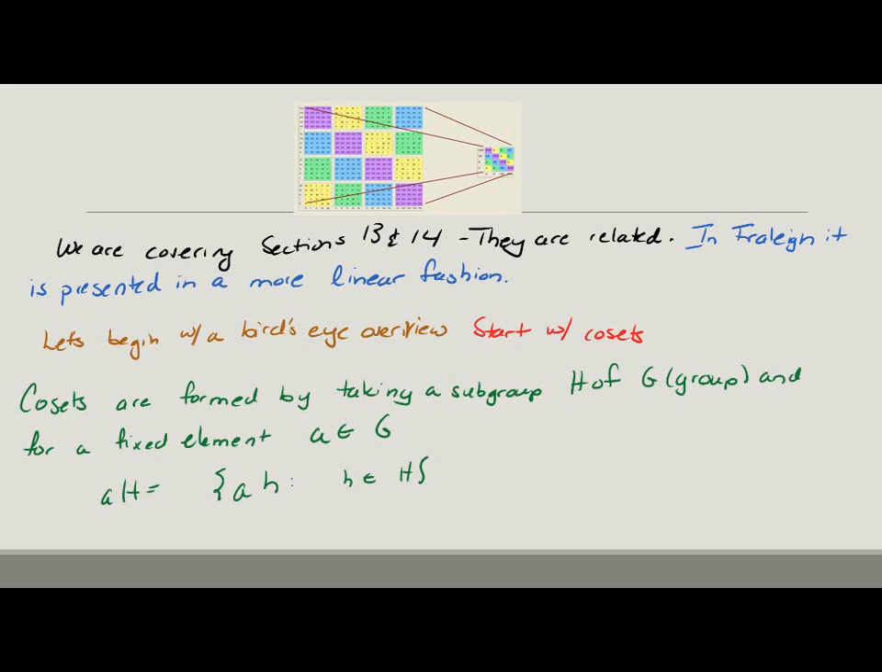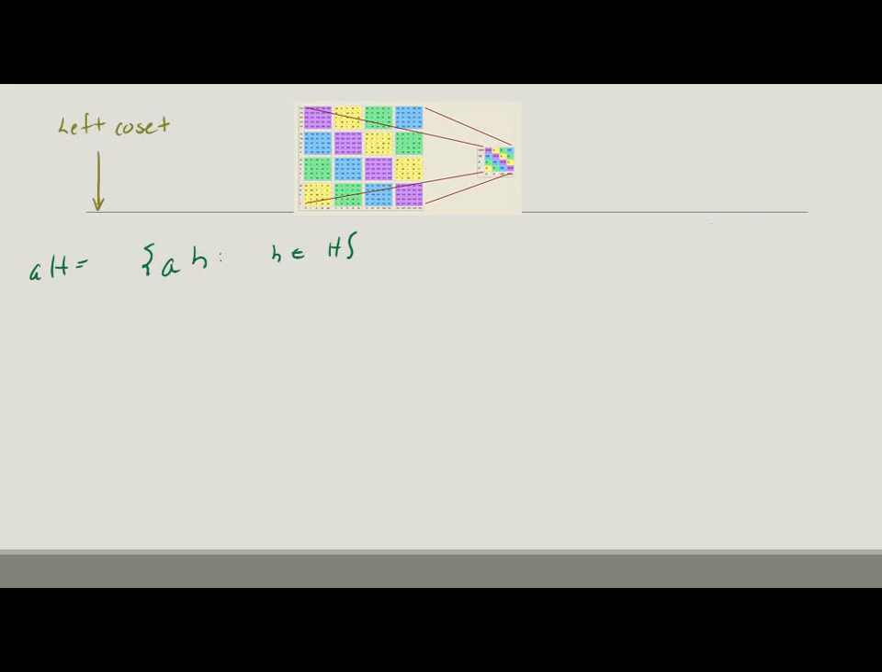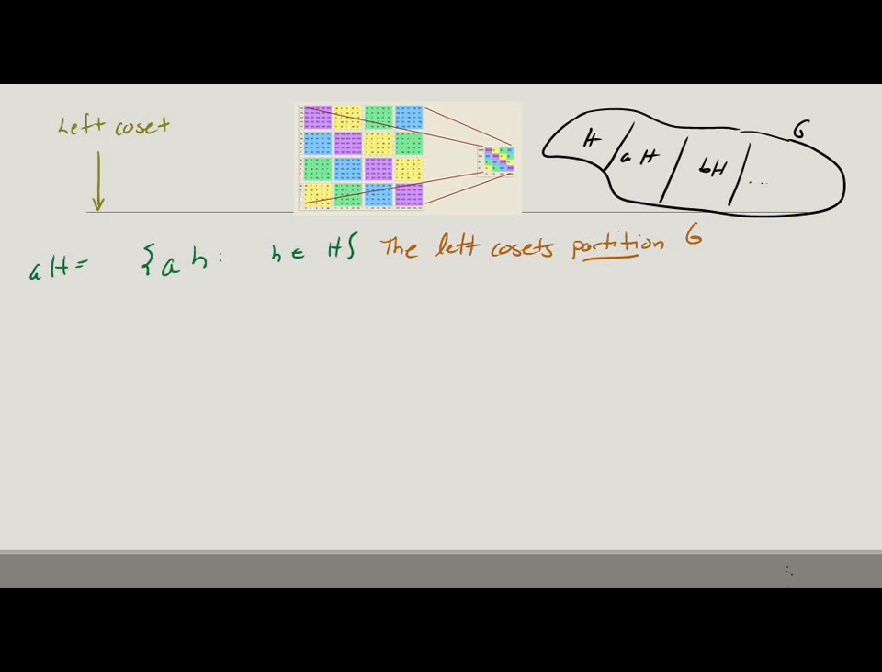So start with cosets. Recall that cosets are formed by taking a subgroup. So you start out with a subgroup H of the big group G, and for a fixed element a in G, you write its coset down, aH. And this is the definition. The left coset looks like this, and we know that the left cosets partition G. So basically, you can take G and chop it up into pieces based off of its left cosets.